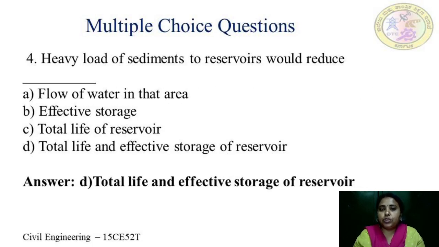Now coming to the fourth question: heavy loads of sediments to a reservoir would reduce the flow of water in that area, or effective storage, or total life of the reservoir, or total life and effective storage of the reservoir. The answer is D, total life and effective storage of the reservoir, because the runoff and slope wash would contribute heavy sediment load to the reservoir after heavy rain. So this would obviously decrease the effective storage capacity on one hand and its total life on the other hand.